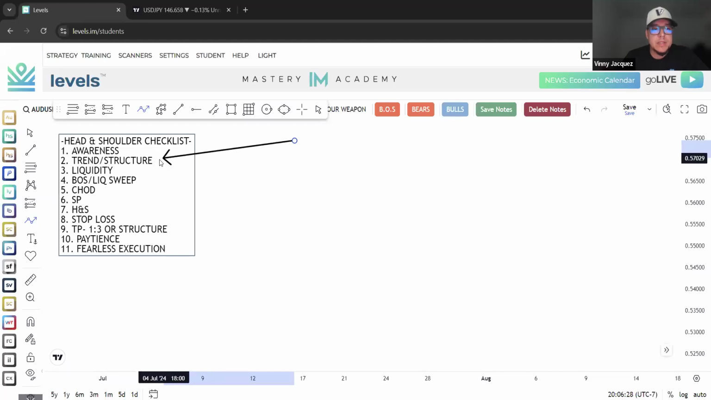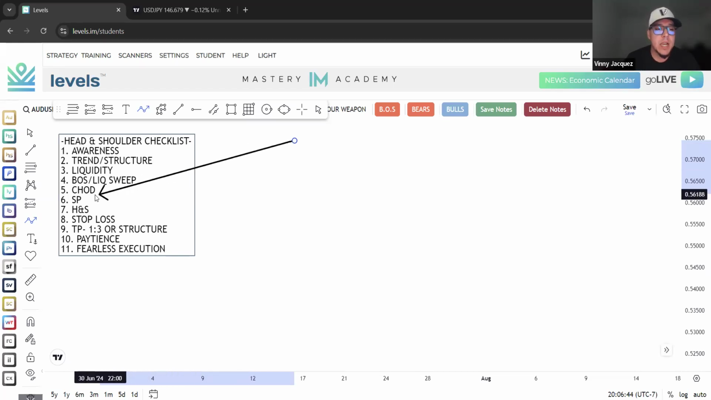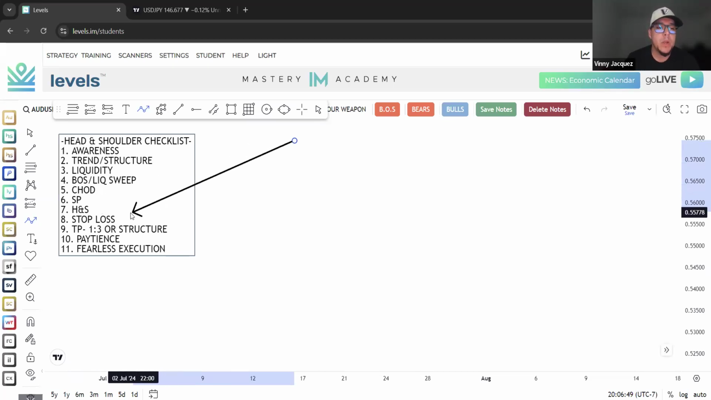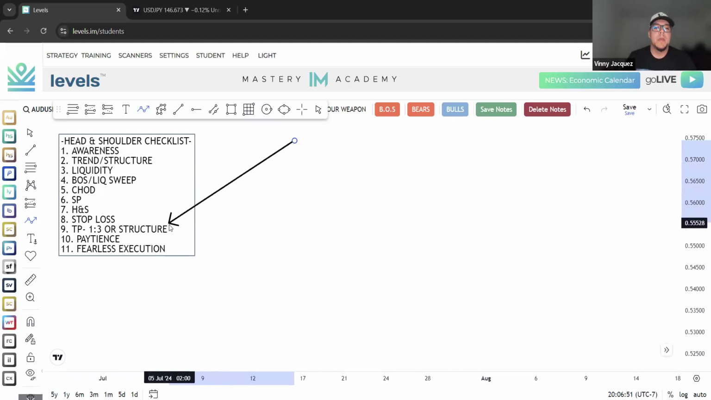What is the trend? Is the trend going up? Is the trend in the downtrend? What's going on with the pair that you are looking at? Can we see liquidity? Has liquidity built up? Do we have a break of structure or a liquidity sweep? Do we have a change of direction? Does the setup give us a starting point? Can we find the head and shoulder? We need to find our stop loss, minimum 1 to 3 take profits. We need to stay patient when it comes to our setup and then fearless execution, right?